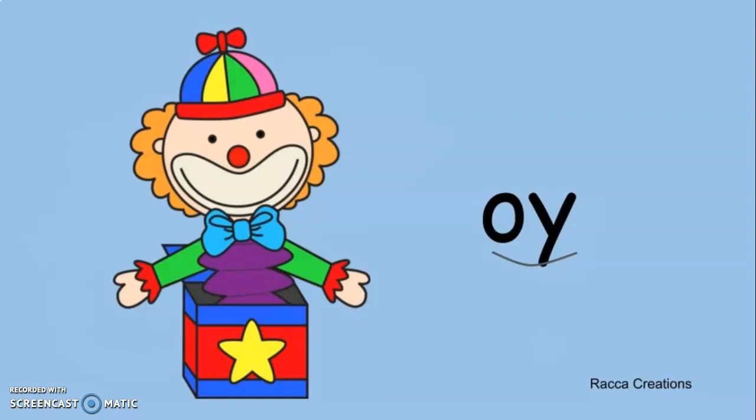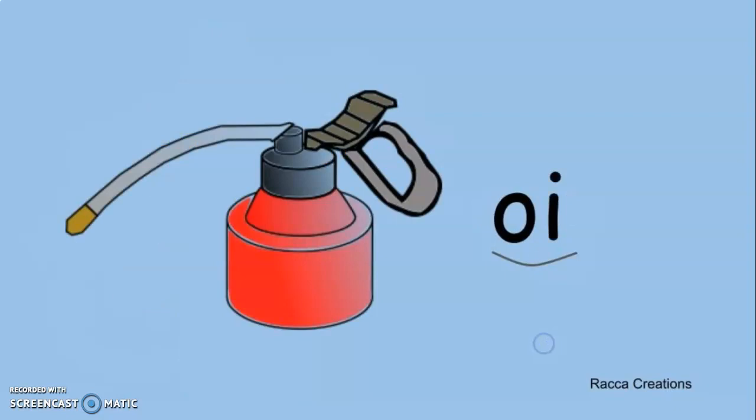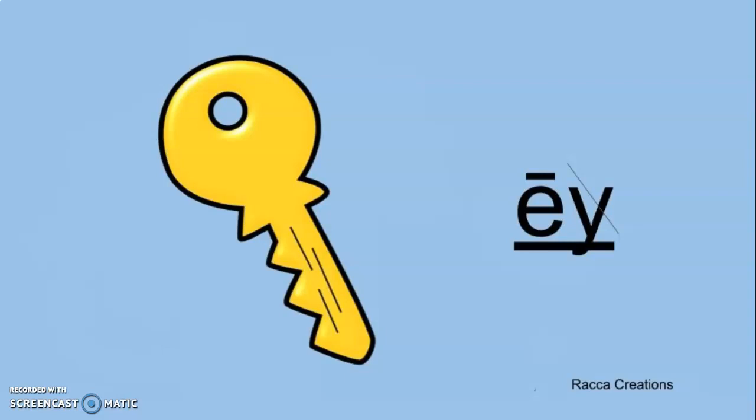OY says oi, like toy, found at the end of words. OI says oi, like oil. This is found at the beginning and the middle of words. EY says e, like key. This is found generally at the end of words.